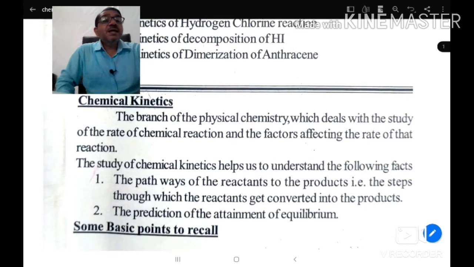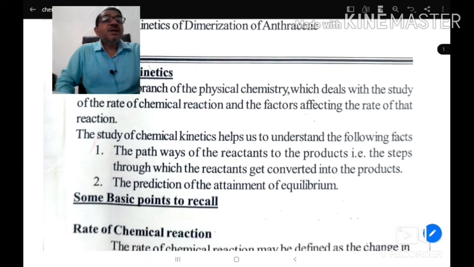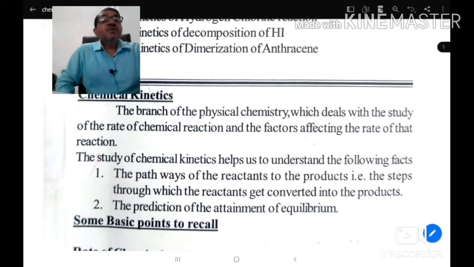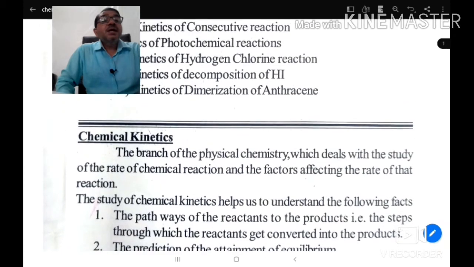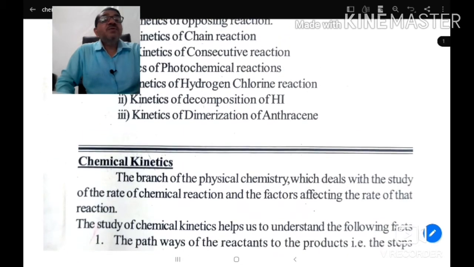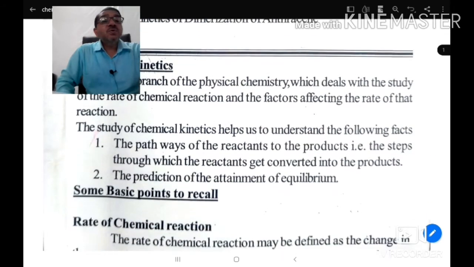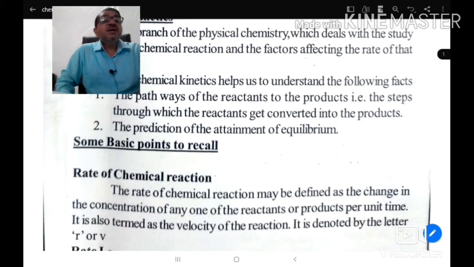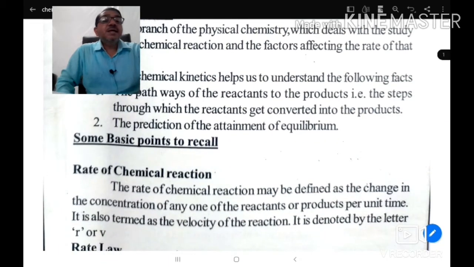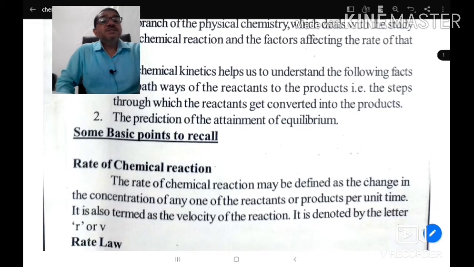The study of chemical kinetics helps us to understand the following facts: the pathways of the reactants to the products, that is, the steps through which the reactants get converted into the products, and the prediction of the attainment of equilibrium. Before we see the kinetics part, we should know some basic points which were studied earlier in our BSc second year.